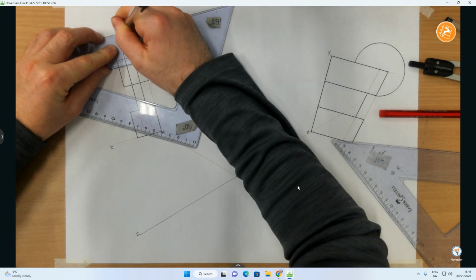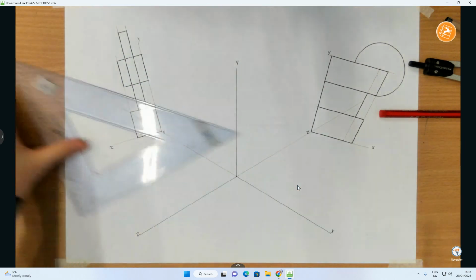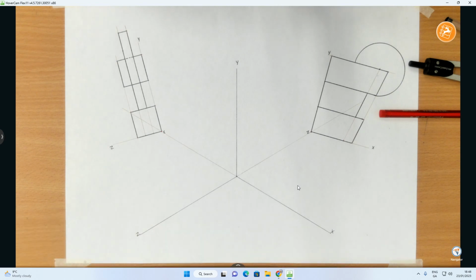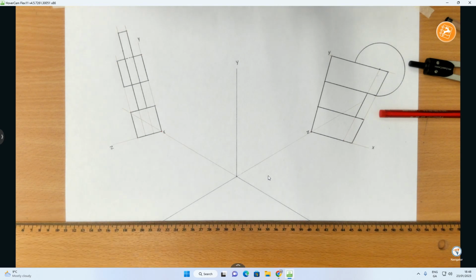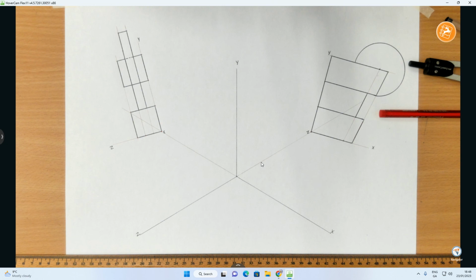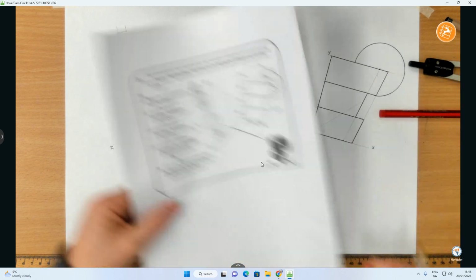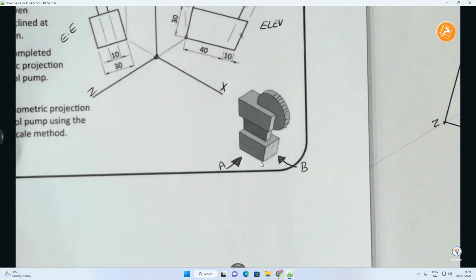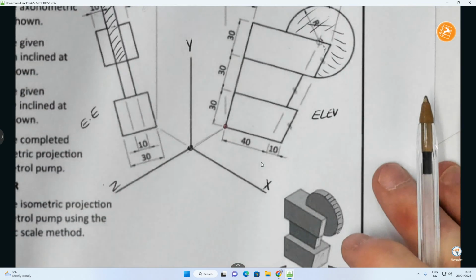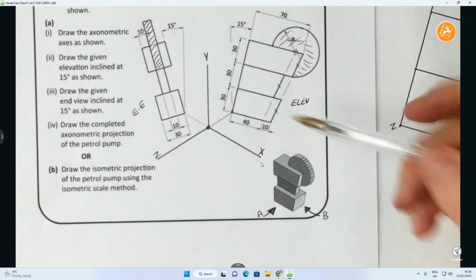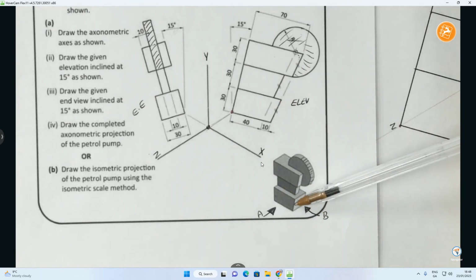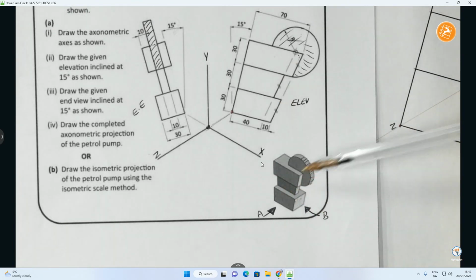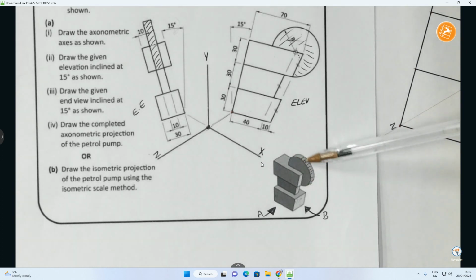And there we go. That there is now the end elevation completed. So what we have left to do on this drawing is, inside this section in the middle, we're going to have to complete this object. So let's look at the object and break it down. Looking at the object, it's kind of broken into four portions. We have the base, the middle section, the top section, and then we have the circular portion.